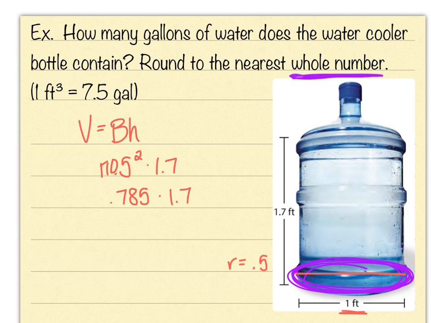A lot of decimals here. And that's going to give me 1.3345. And so I get 4 decimal places. I'm not going to round just yet because I have one more step that I have to do. This is measured in cubic feet.